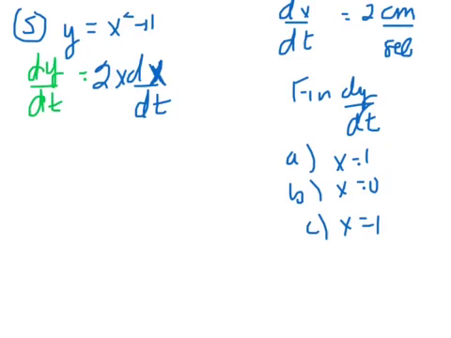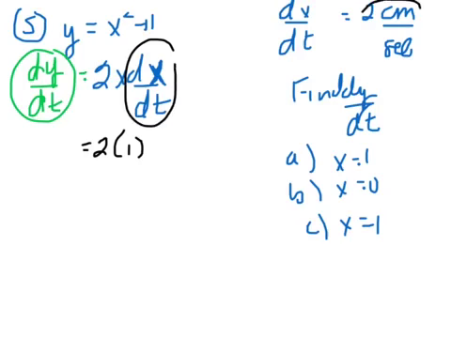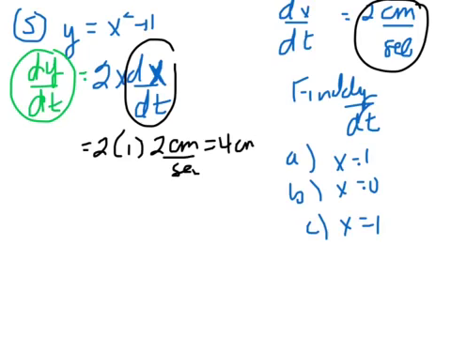So they want me to find dy/dt, and we know that dx/dt is 2. So it's already solved for dy/dt here. So what I'm going to do is just plug in the different values. For a, x is -1, and remember this dx/dt, they told us over here it was 2 centimeters per second. So this is going to be -4 centimeters per second for part a.